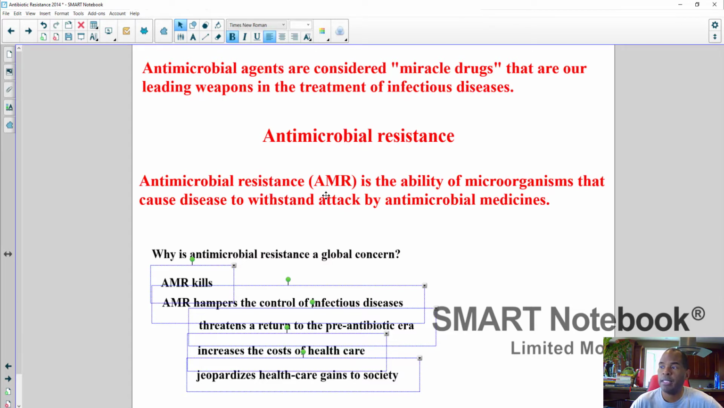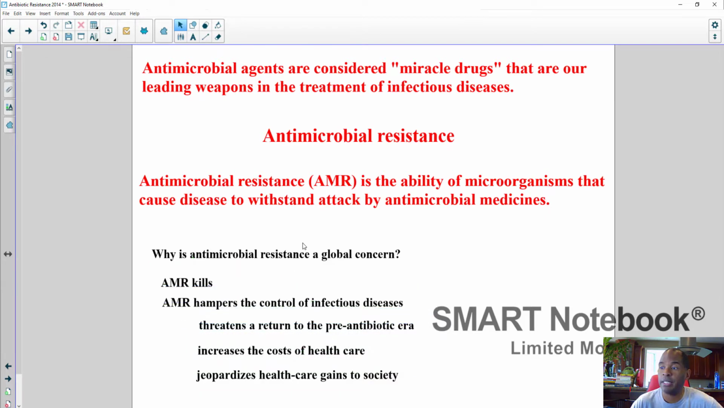Unfortunately, the resistance to these drugs allows the microorganisms that we're trying to kill, so that's our bacteria, or even larger organisms like insects, some fungi and protists, to withstand the attack of these medicines. And they become resistant, and then our entire population, the human population, ends up being at risk.